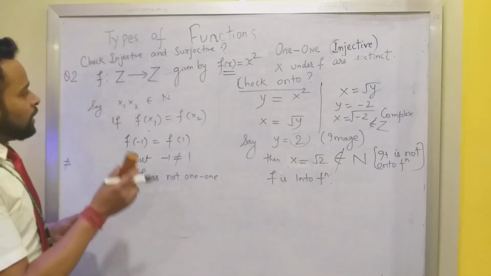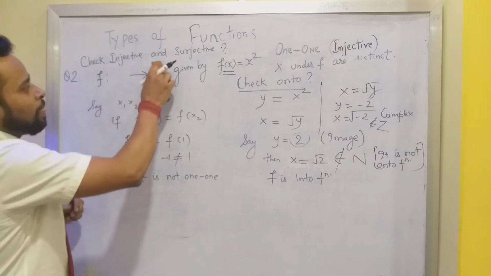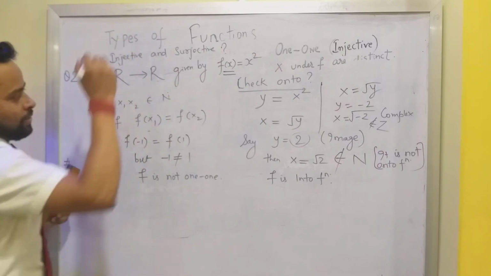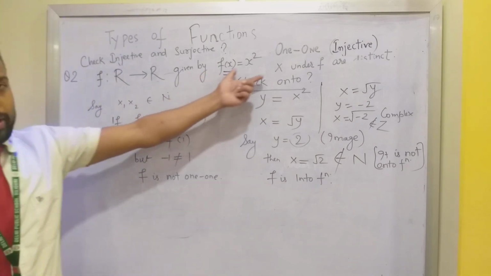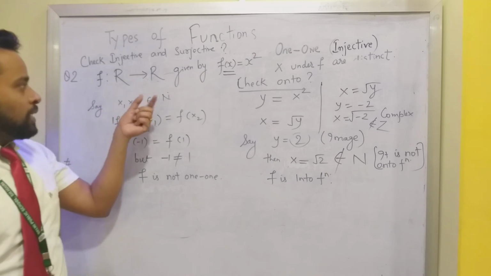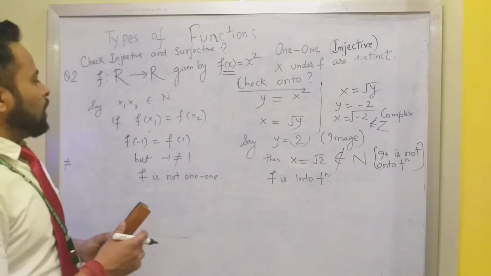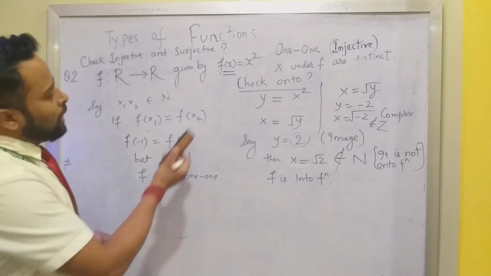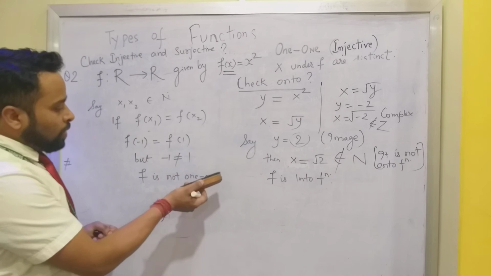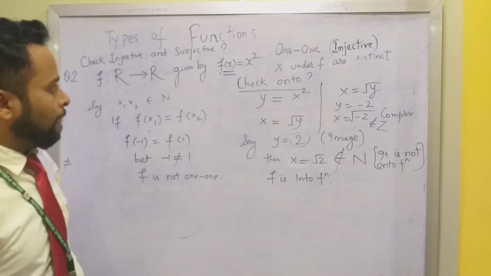So in this way, if I again want to change once more, check from R to R. Now see, R to R. Same question, f of x equals x square. I started with N to N, Z to Z, and now R to R. R is real numbers to real numbers. I'm thinking of two values again, -1 and 1. They both belong to real numbers, and -1 is not equal to 1. f is not 1-1. Same answer you can paste.